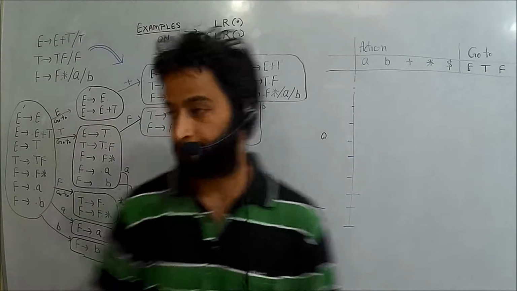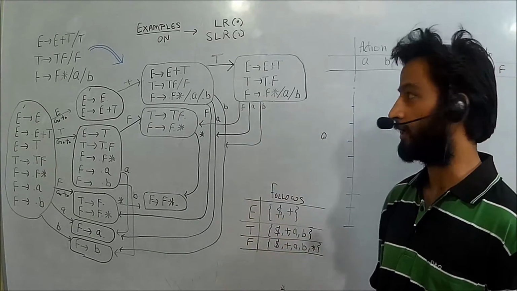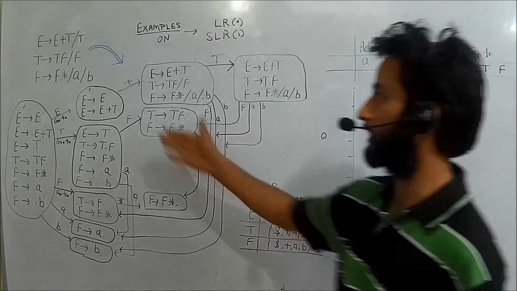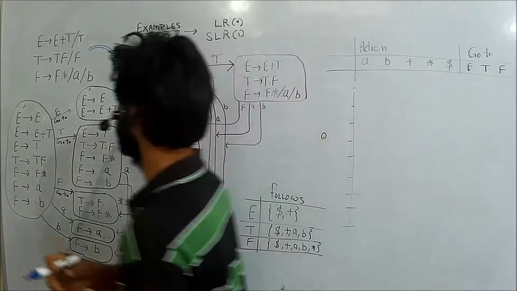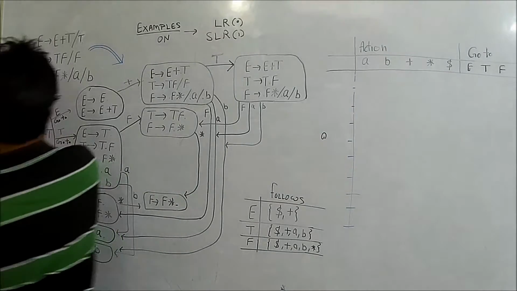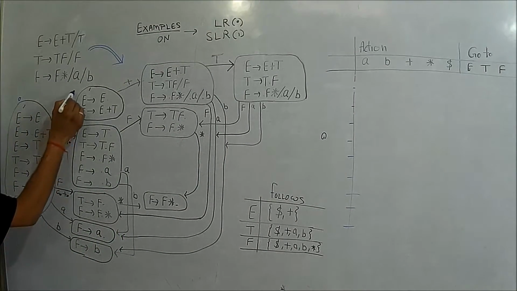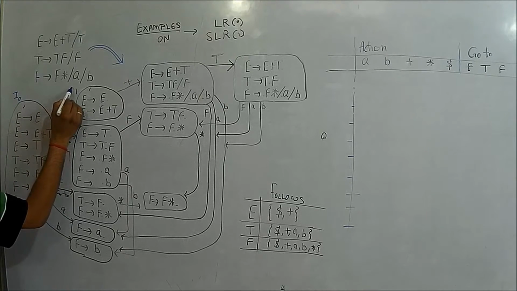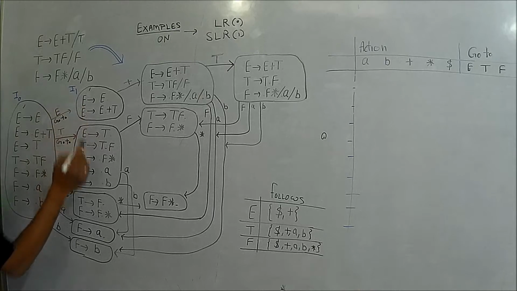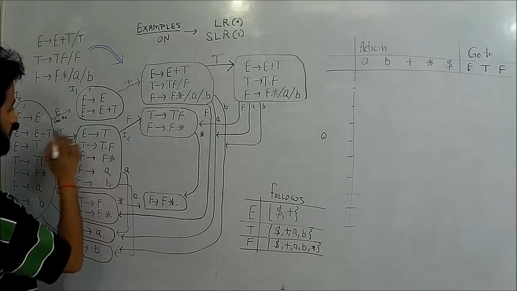So in the previous lecture, we have designed the canonical collection of LR0 items for the given grammar. Now I will assign the numbers. Let us say the number 0 for this, number I0, I1, I2.